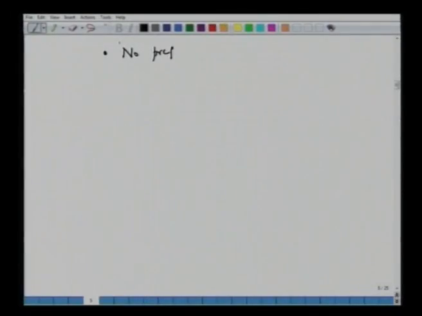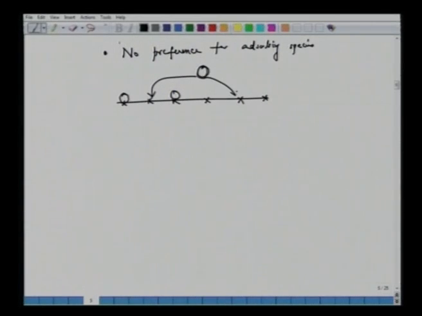The second most common postulate of the Langmuir isotherm is there is no preference for adsorbing species. In other words, what we are trying to say here is that if these sites are vacant and let's say some sites are occupied like this, one species which is in the gas phase or the liquid phase, the probability of this molecule going to this site is as good as going to this site or this site. So there is no preference for any adsorbing species for any type of site here.